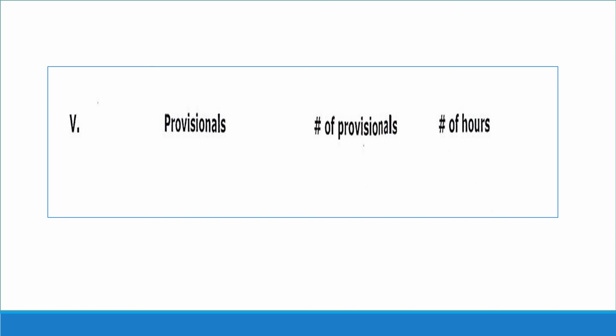The fifth category is provisional hours. All hours worked by provisionals go to education and are reported on a separate line from active members. Enter the number of provisionals and their total hours.